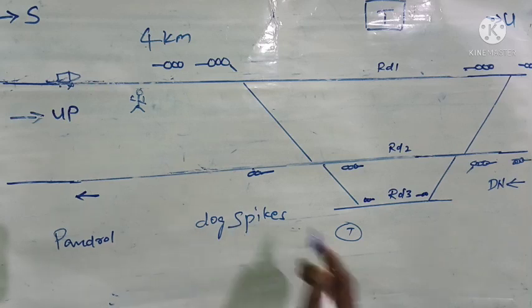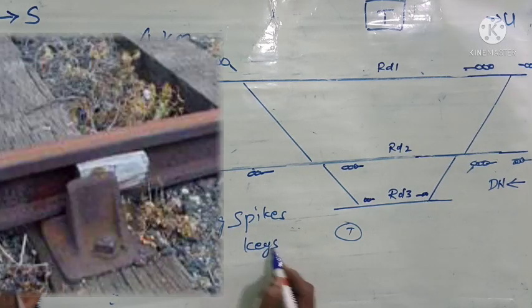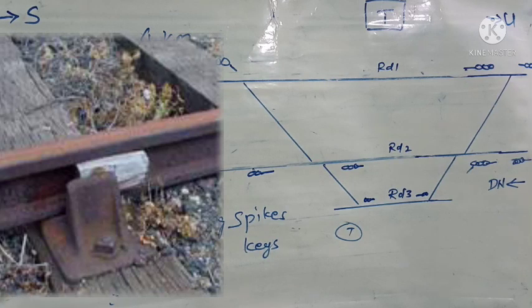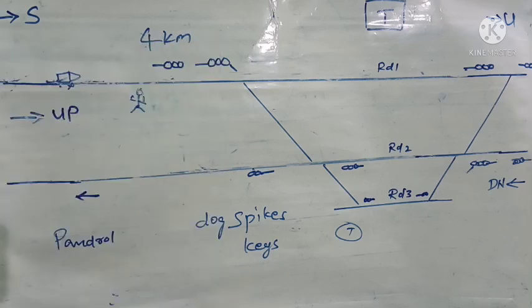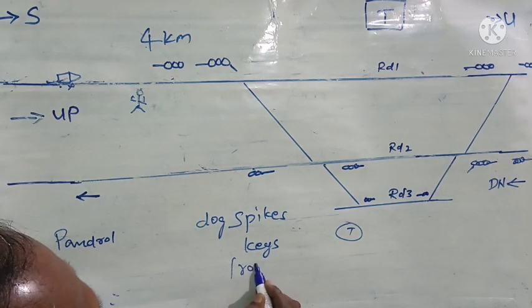Thereafter there came these keys. Previously there were wooden keys like this. The wooden keys were used to keep the rail with the sleeper. Later on, these wooden keys were replaced with iron keys. Iron keys came into being.